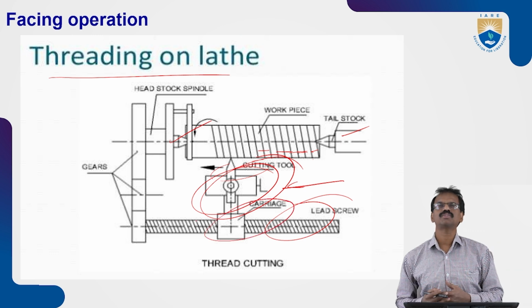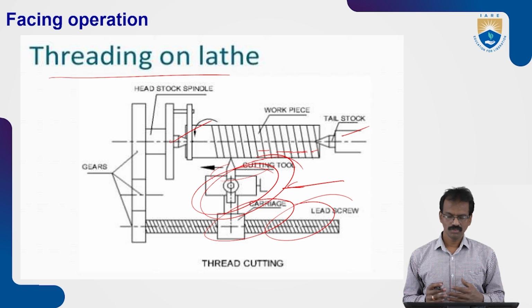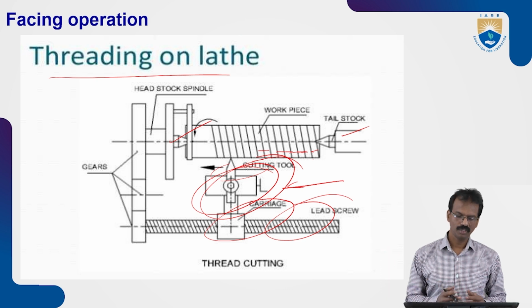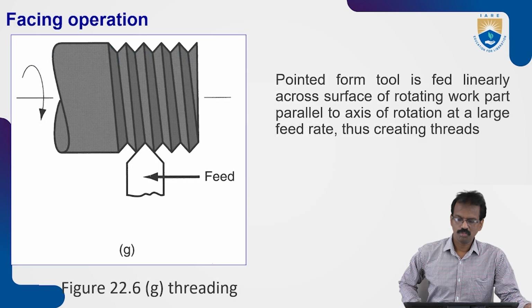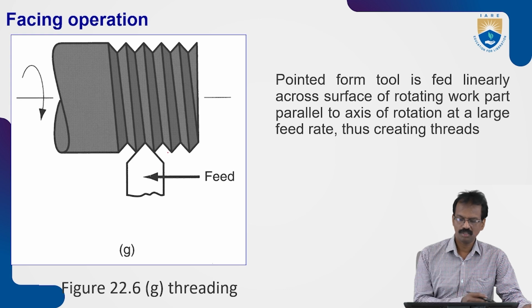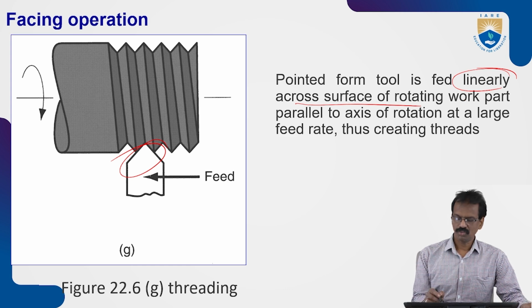Here we'll see two types of thread cuts. One is left hand thread cutting, and another is right hand thread cutting. The left hand thread cutting tool starts from left to right, and the right hand thread cutting tool starts from right to left. So these are the two types of thread cutting you can see. Here you can see the pointed form tool. This form tool is fed linearly across the surface of the rotating workpart, parallel to the axis of rotation, at large feeding. So here the feed rate and depth of cut are very high.